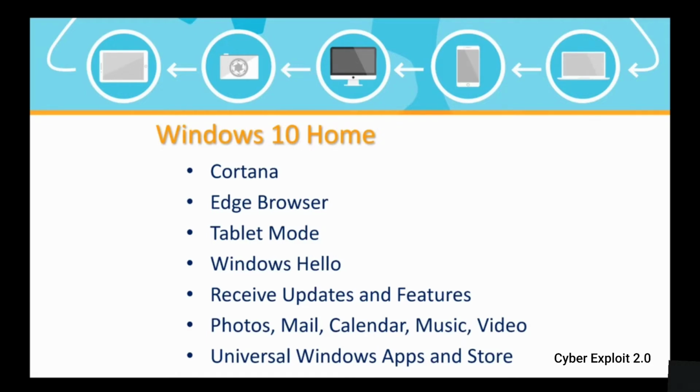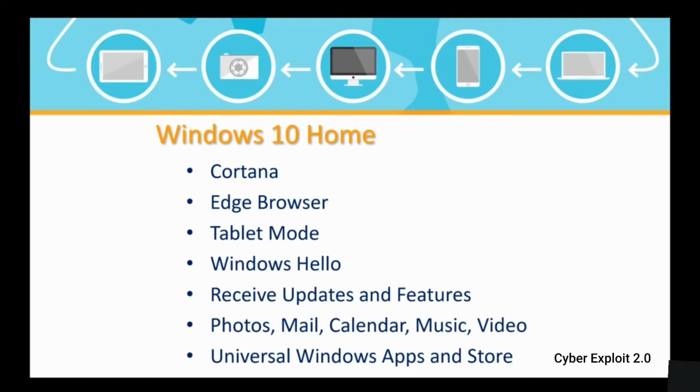You have the tablet mode, which allows you to jump back and forth between desktop mode and tablet mode. This is especially helpful if you've got a Surface tablet, touchscreen. You've got Windows Hello, which is Microsoft's biometric technology. This will support things like facial recognition and other biometric technologies. You can receive updates and features directly from Microsoft, and some of those updates can be deferred to a certain extent. You have photos, mail, calendar, music, video.